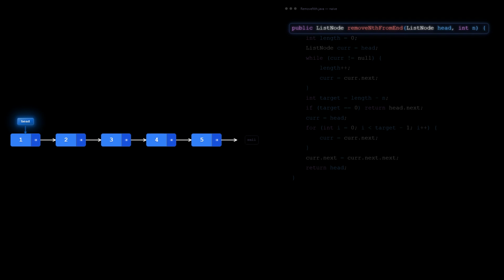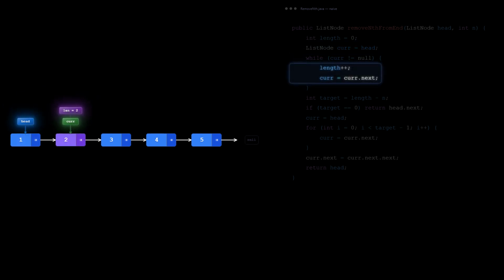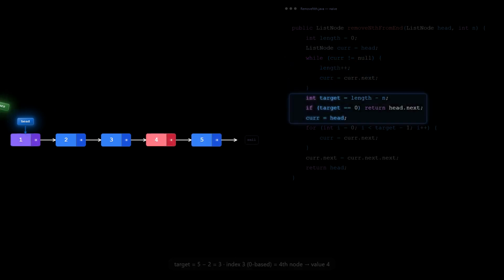A first pass to count the total length, then a second pass to walk to the right spot and splice the node out. In the first pass, we walk a pointer through the whole list, bumping a counter at each step. 1, 2, 3, 4, 5. So the total length is 5. Now the target length minus n is 3, but we count from 0. So index 3 is actually the fourth node which holds 4, and that's what we are removing.